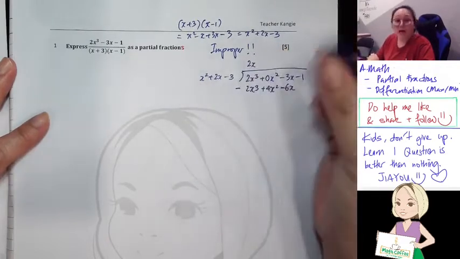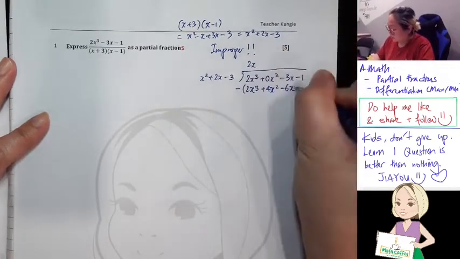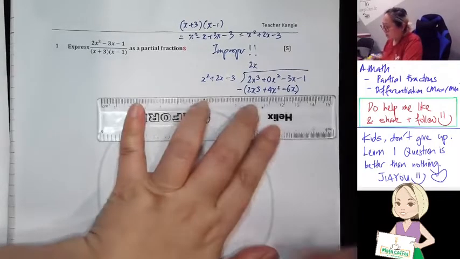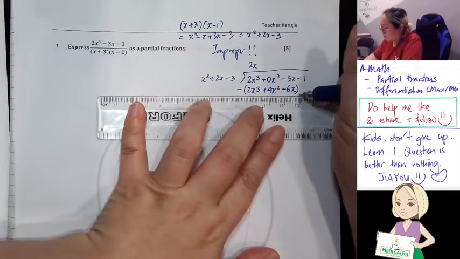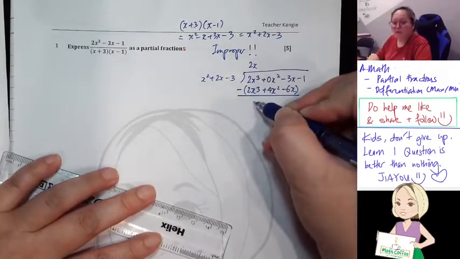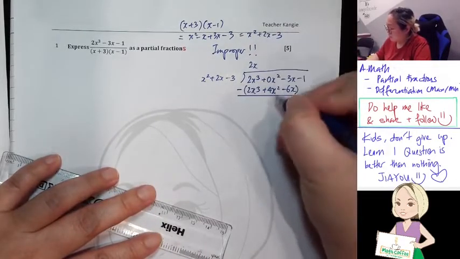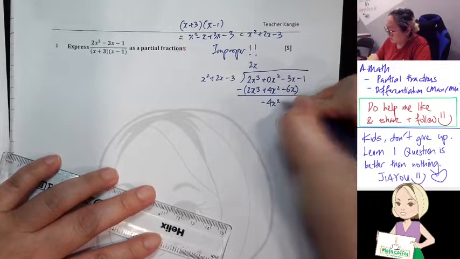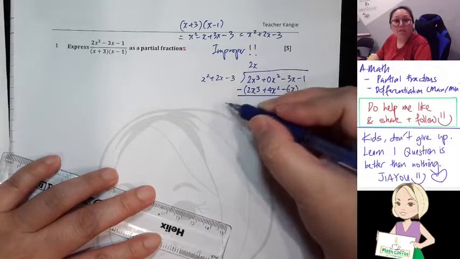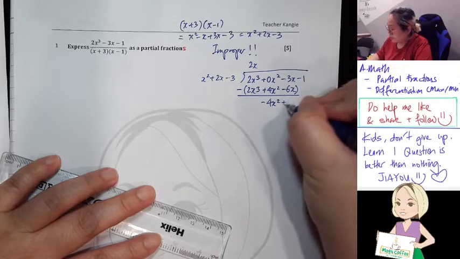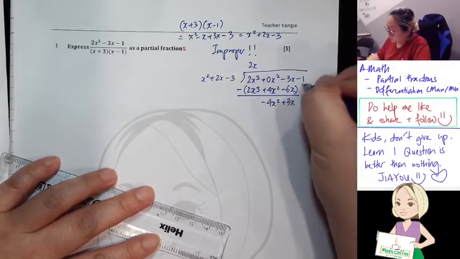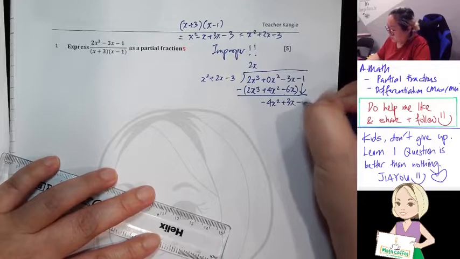Put a minus and remember, always put the bracket, so that you will minus properly because it's subtract. Remember subtraction, we always must put bracket, correct? So the first term definitely will disappear. So I have 0 minus 4, so I have negative 4x squared, minus 3x minus 6x, so it becomes plus 6x. So this is plus 3x. Okay, so bring down the last term, which is minus 1.